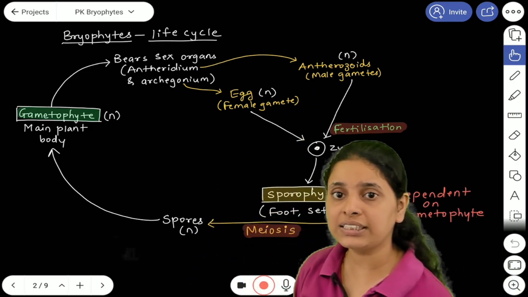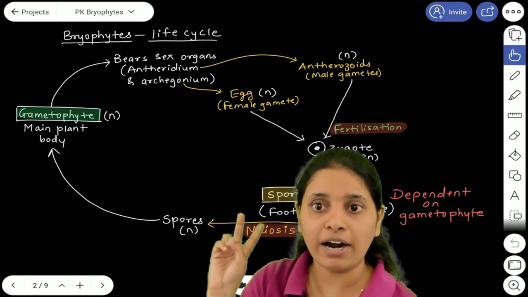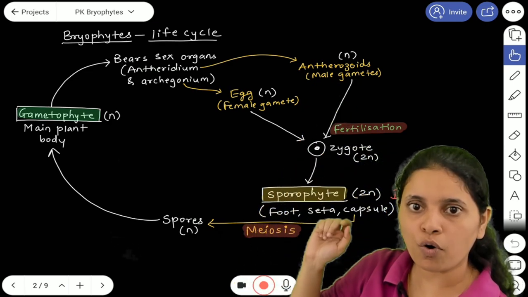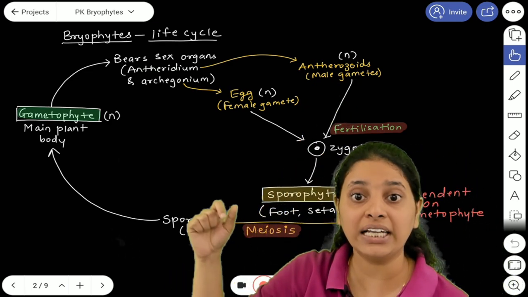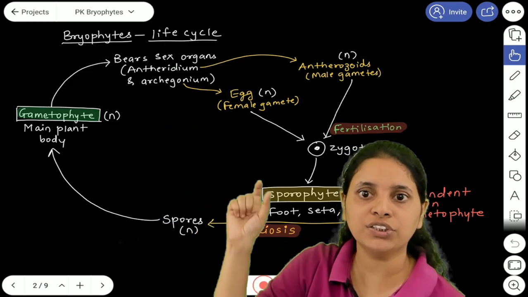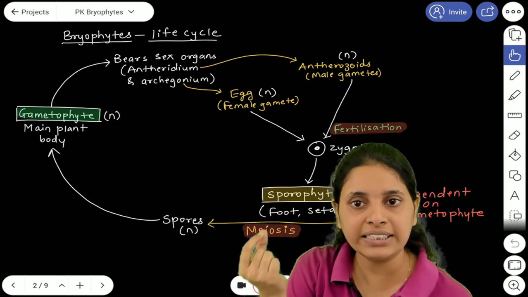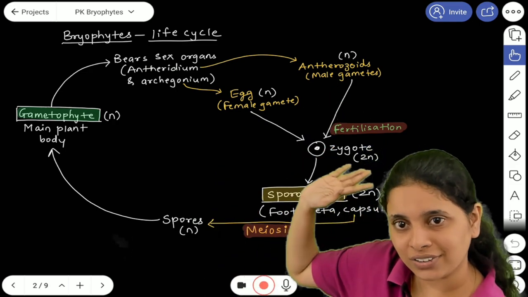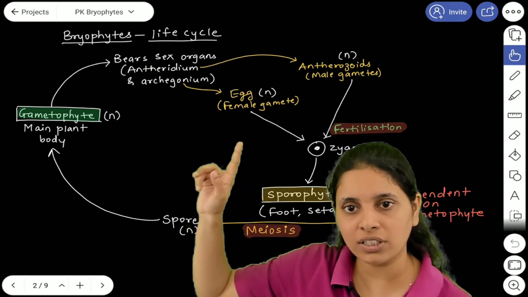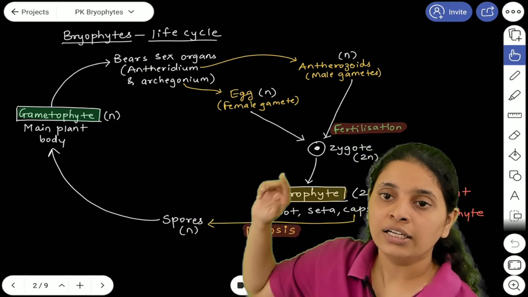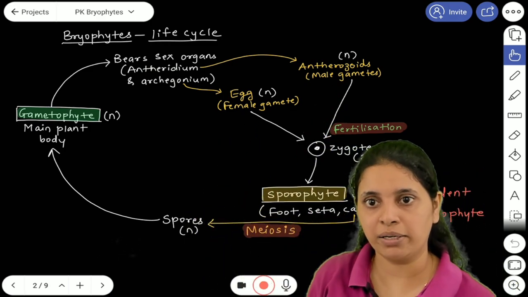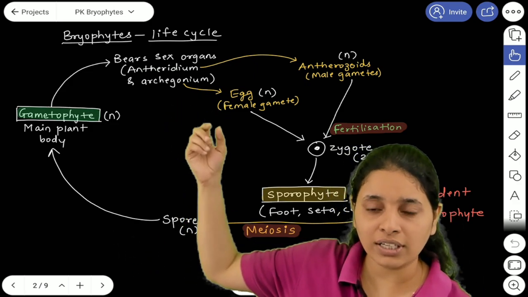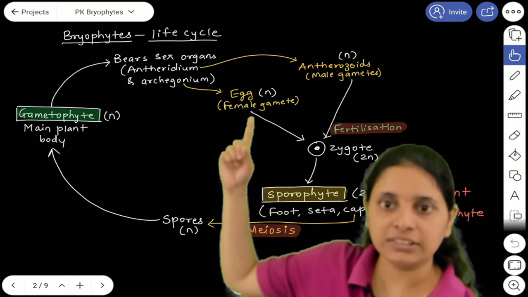These anthrozoids are biflagellated. They have two flagella, and with the help of those flagella, these male gametes, that is anthrozoids, will swim through the water medium and reach the female sex organ, which is archegonium, inside which a single egg cell will be present. So many anthrozoids are produced, but the female sex organ will have only one egg cell. Out of all the many anthrozoids, at least a few will manage to reach the female sex organ, and one will fertilize the egg cell.